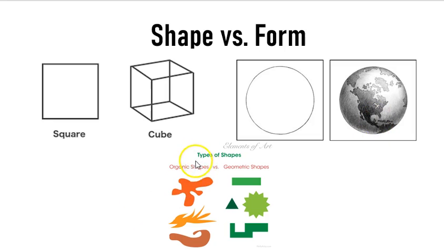Let's talk about the different types of shapes. We have organic shapes versus geometric shapes. The organic shapes are kind of free-form shapes. Geometric shapes have straight edges.